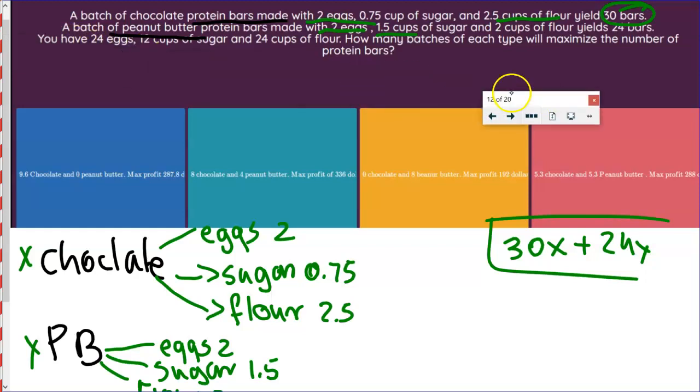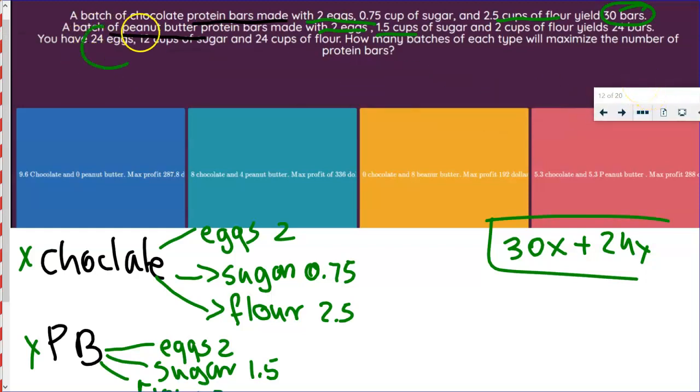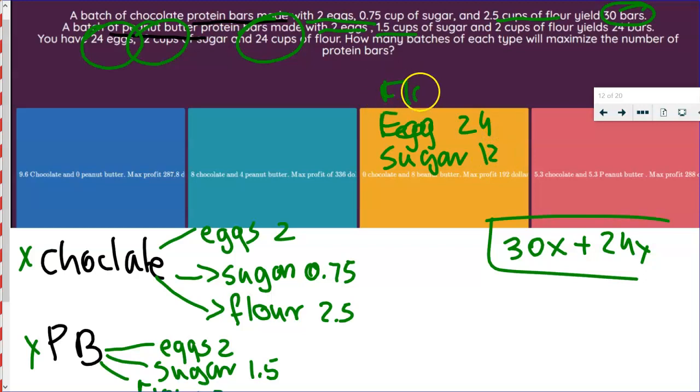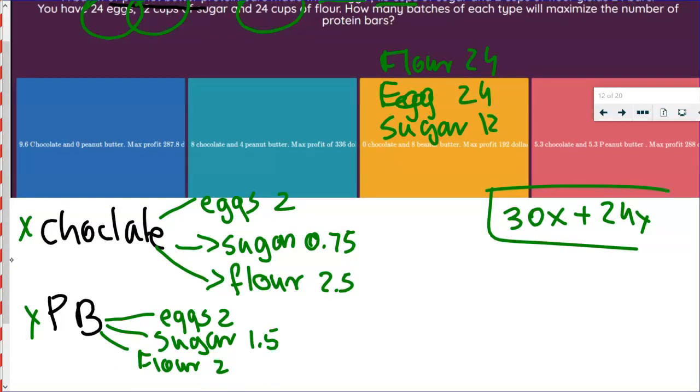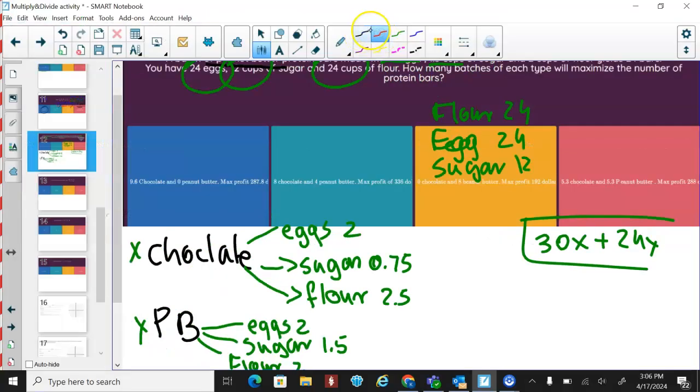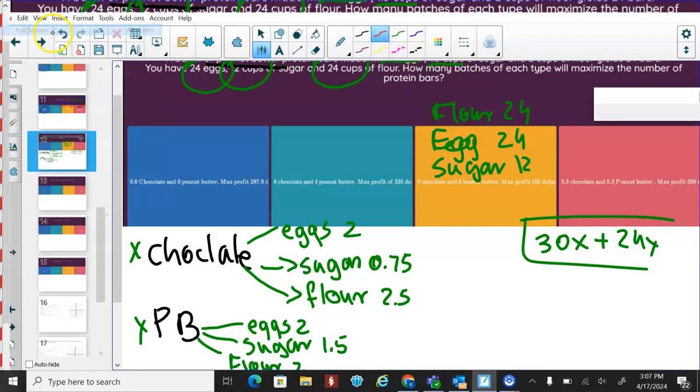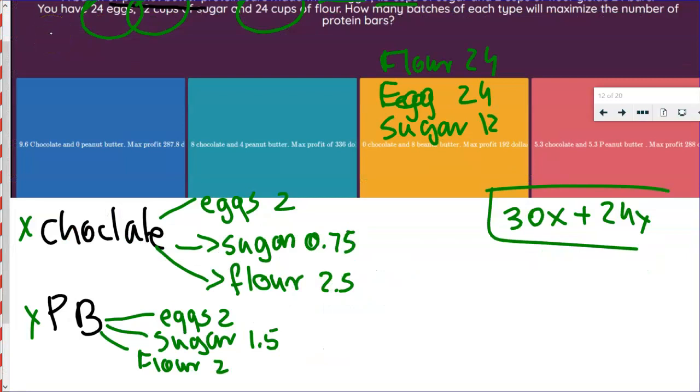Now it also says that you have 24 eggs together, okay? You got 12 cups of sugar and you got 24 cups of flour. So overall, eggs, we got 24, sugar, we got 12, and flour, we got 24 as well. Okay, so how am I going to do this? Let me change the color very quick. You're going to do eggs with eggs, sugar with sugar, flour with flour.